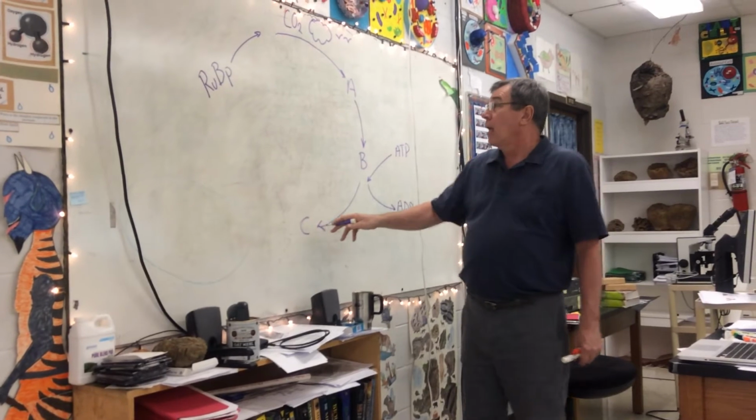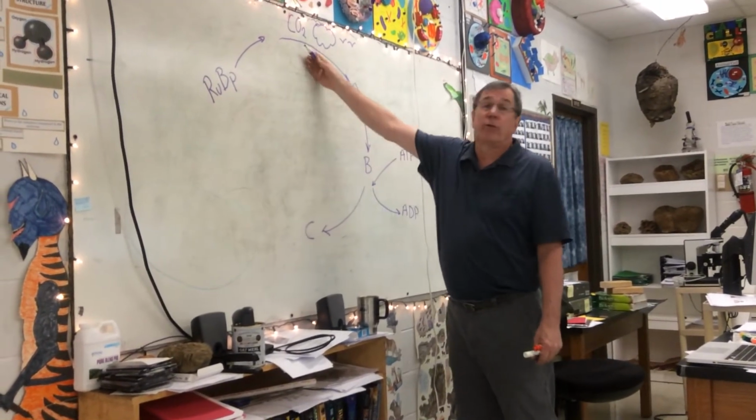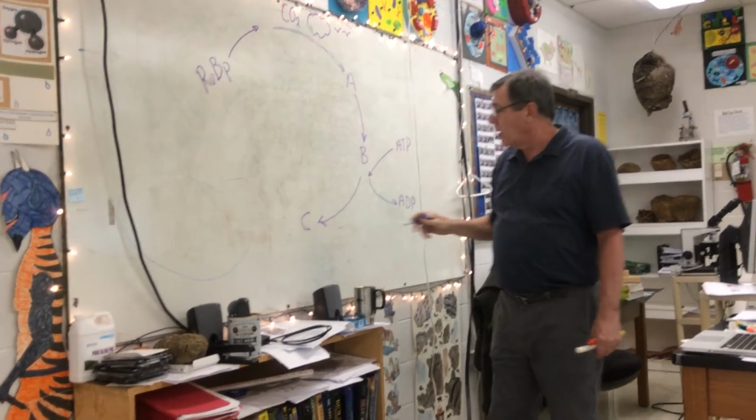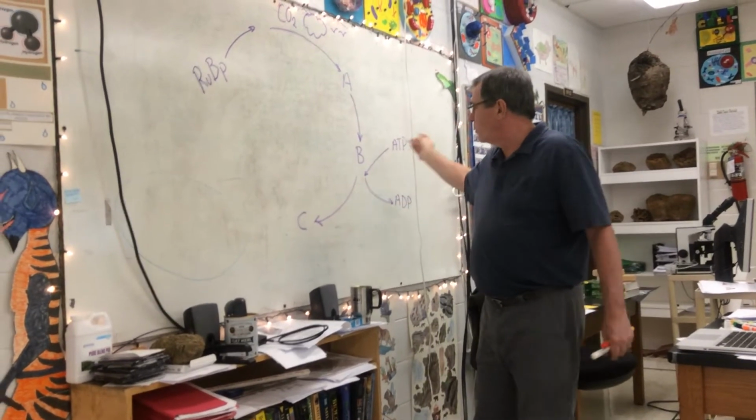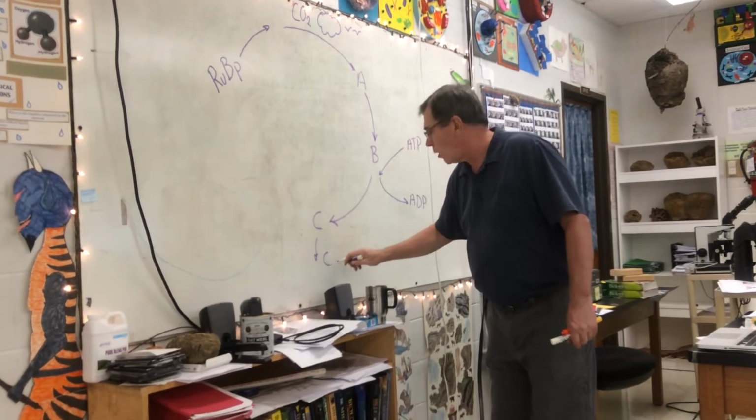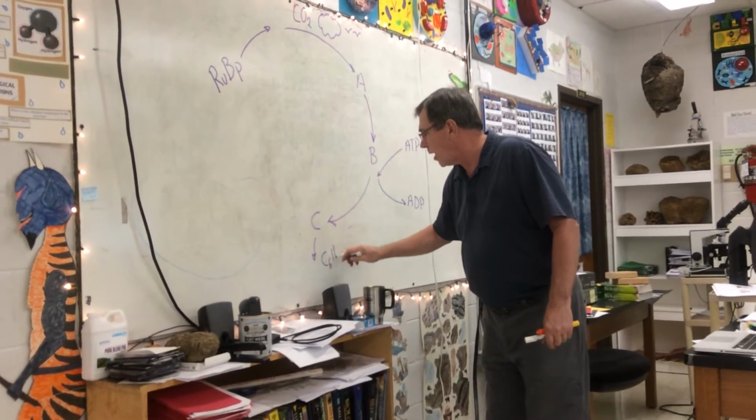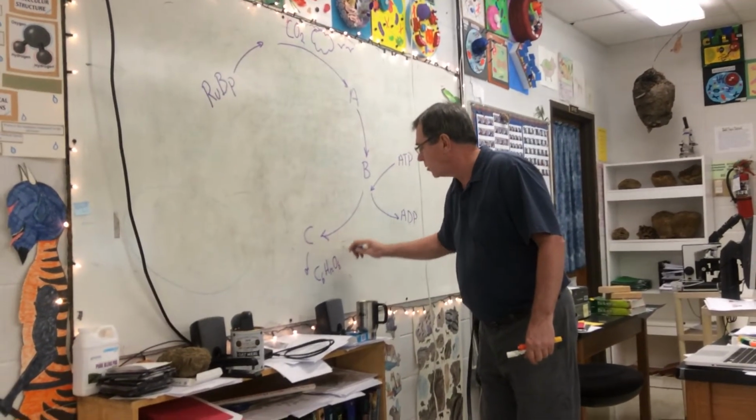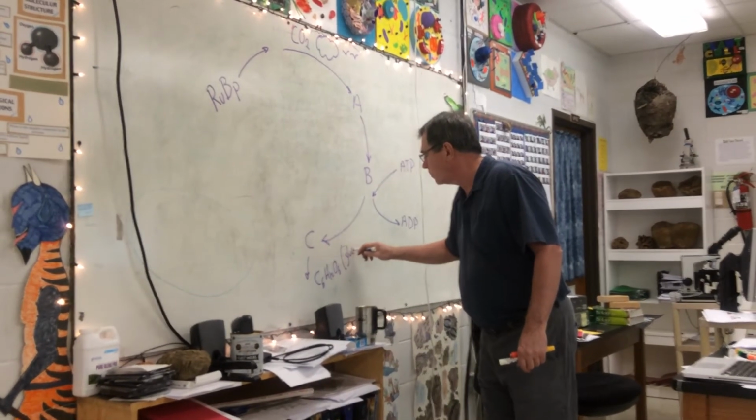C now is RuBP plus CO2 after it's been rearranged. And it rearranges further because of this ATP. And out of the bottom of this equation eventually drops sugar. C6H12O6. This is a type of sugar called glucose.